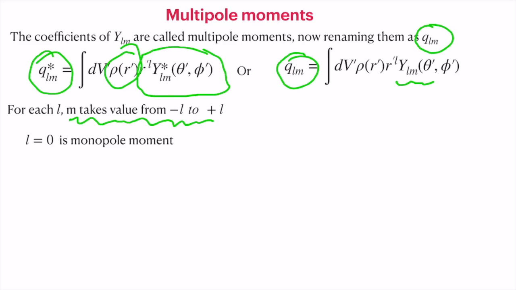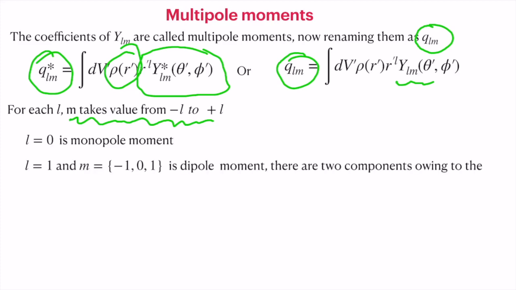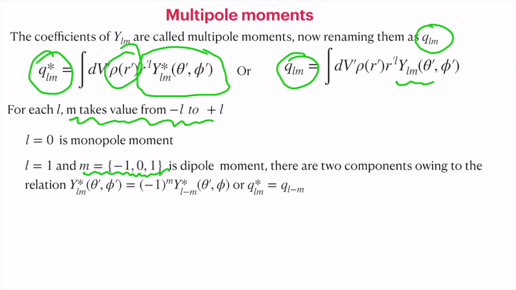So the zeroth order is called the monopole moment, and that is like a sphere, an average of how the total charge looks. It is independent of angle. And then we have L equal to 1, which we call the dipole moment. When L is equal to 1, we have three choices of M, that is minus 1, 0, and 1.